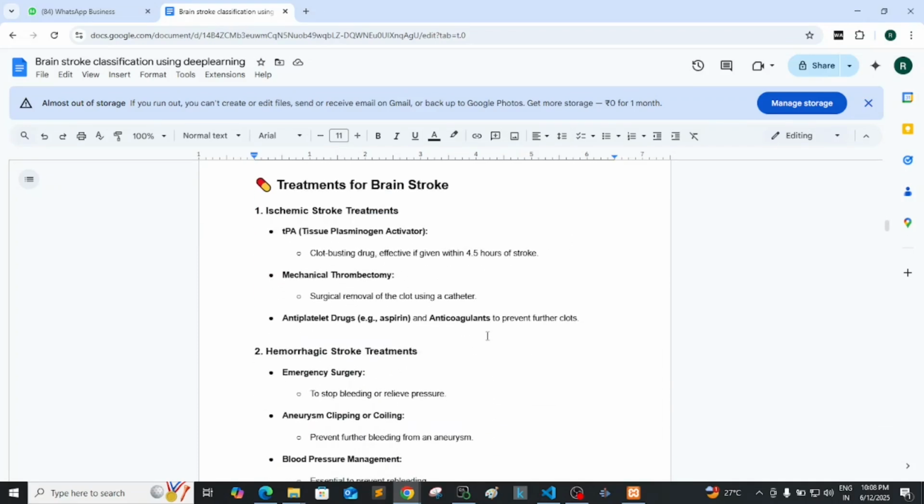Now, how can it be treated? The first one is ischemic stroke treatment, where three different types of treatments are available. Why are we discussing all these things? When we build a project, we need to know the purpose of why we are building it. To know the purpose, you need to know about the disease first. Then we can see where to integrate our technology to improve the existing system. We should understand all this, then only the work will be meaningful.